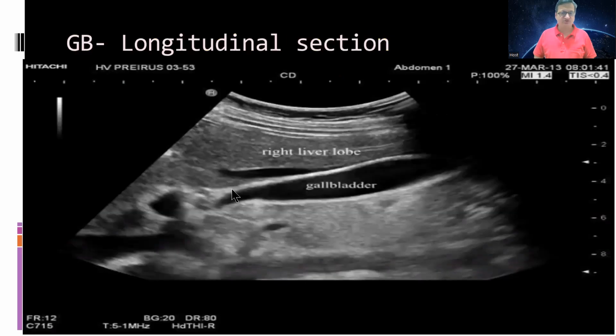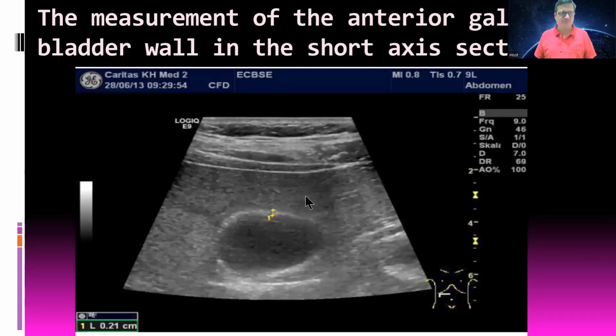Now, these are the images we will obtain during the sonographic examination. This is the longitudinal image of the gallbladder. We have to see the whole lumen of the gallbladder by fanning of the transducer. We should document and save the image like this, where the whole of the lumen is visible optimally.